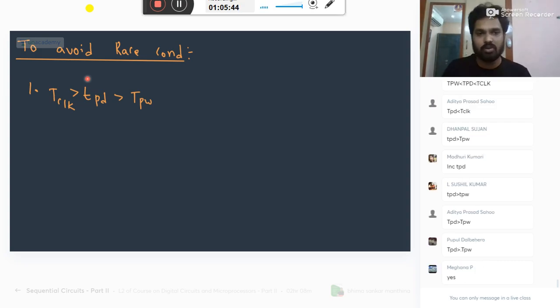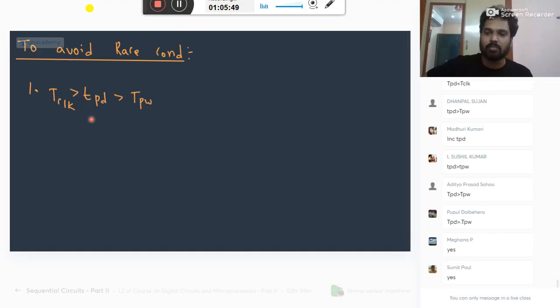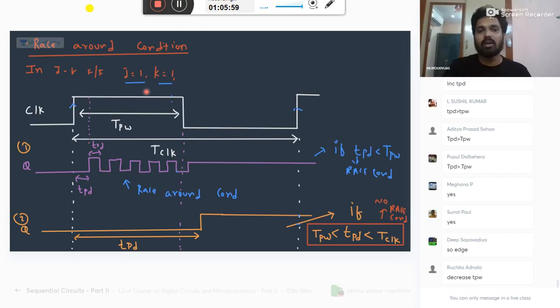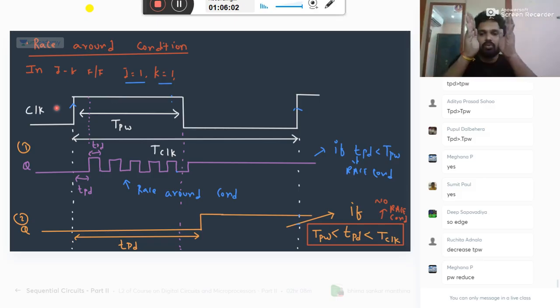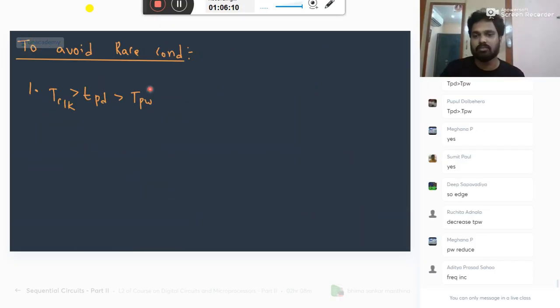So I don't compromise on my speed. I don't want to increase TPD. TPD is a delay. Delay should be decreased, but should not be increased. Then what to do is reduce TPW, that is, reduce the width. You should compress the width, almost make it equal to 0. If you are able to make it equal to 0, that is what we call edge triggering. To make the width exactly 0 is not possible, but almost equal to 0, then we get one flip-flop called edge triggered flip-flop.